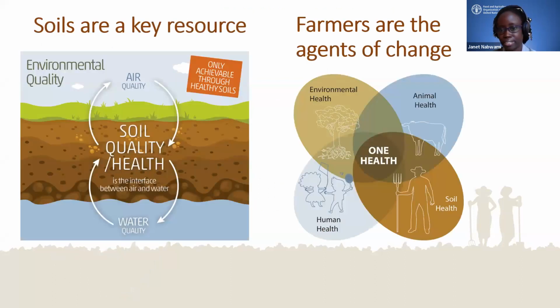And who better to do that than the farmers who use them, who utilize them most of the time. And soils, as you see, are key, and they play a big role in One Health. And with the farmers as our agents of change, we look at the soil. They are all embedded in all these One Health approach. The farmers mainly do a lot in achieving soil health. They also translate into human health, environmental health, animal health, etc.